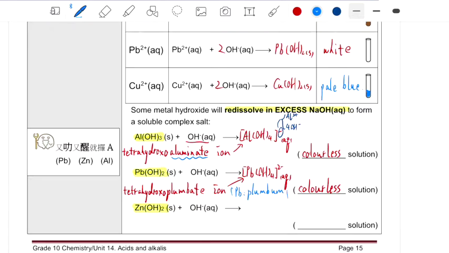And then for zinc hydroxide, again, it will form a complex ion with 4 hydroxide ions combined with it, and again overall it will carry 2 minus charge, is soluble in water and forms a colorless solution. And for this one, the complex ion is going to be named tetrahydroxozincate ion.